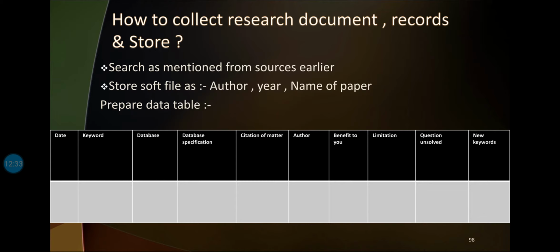Third is database. What database is specified over there? You should know and write it, along with the database specification: on what basis it is written and what things were considered. Citation of matter is again a very important part, to check the credibility of a particular research literature. How many times it has been cited, how many people referred to it, and to what extent weightage is given to that research work. You should write the name of the author.